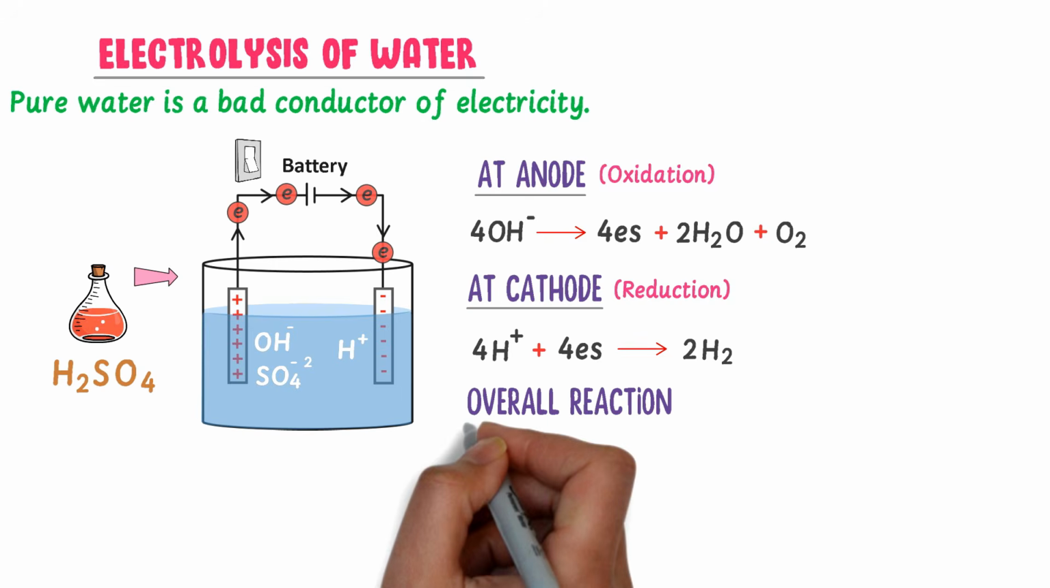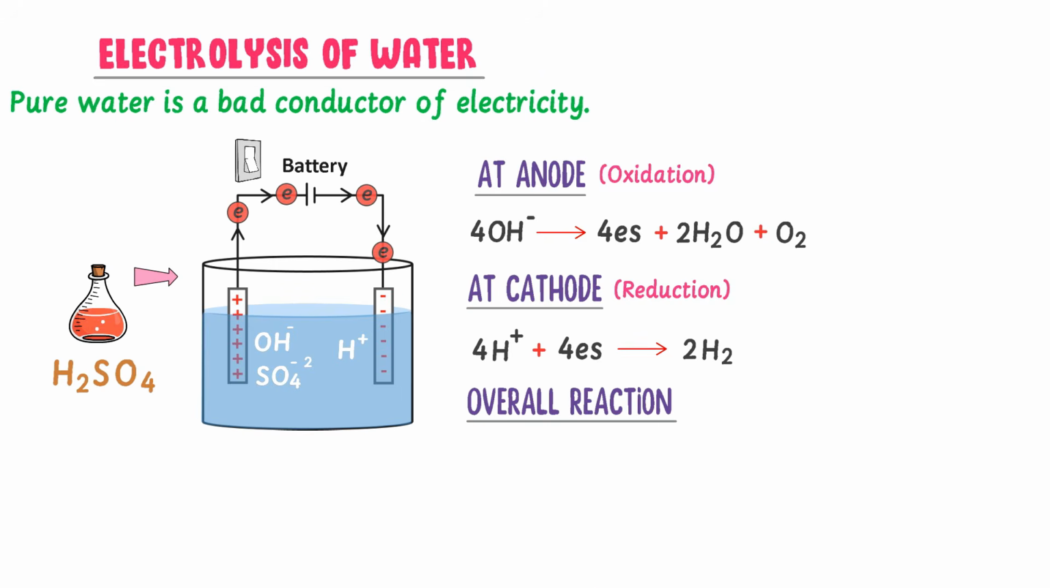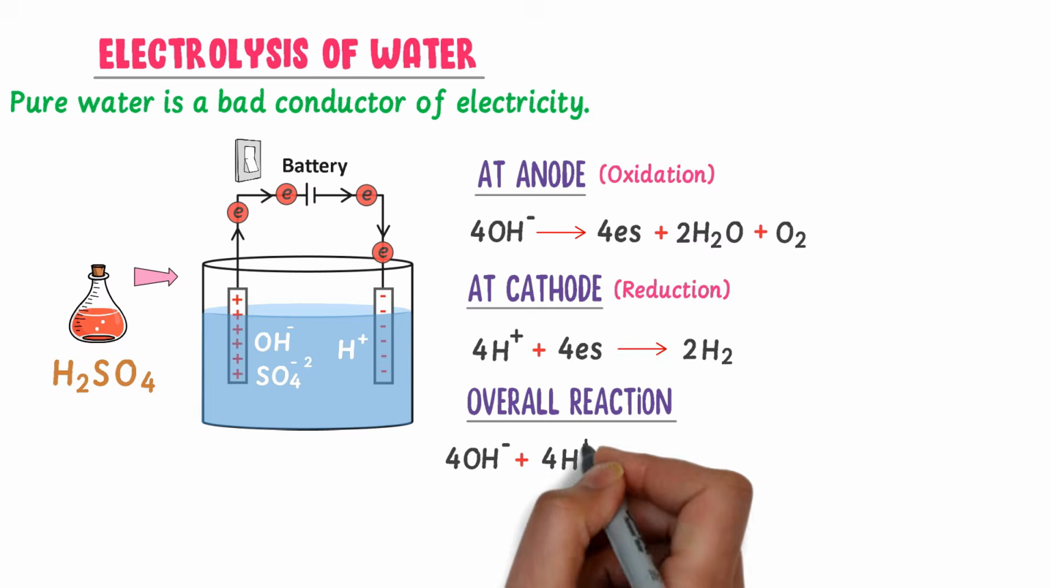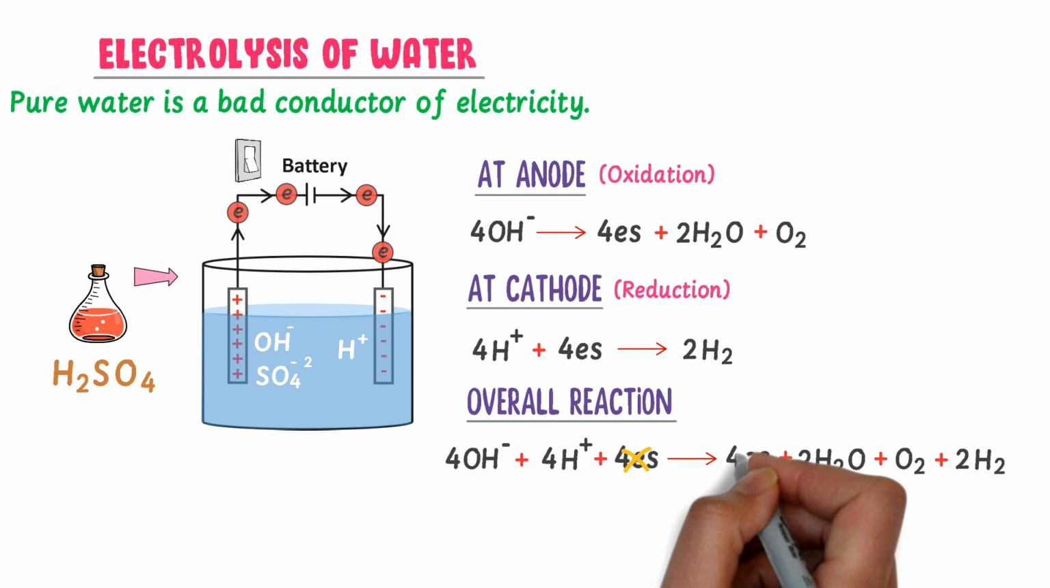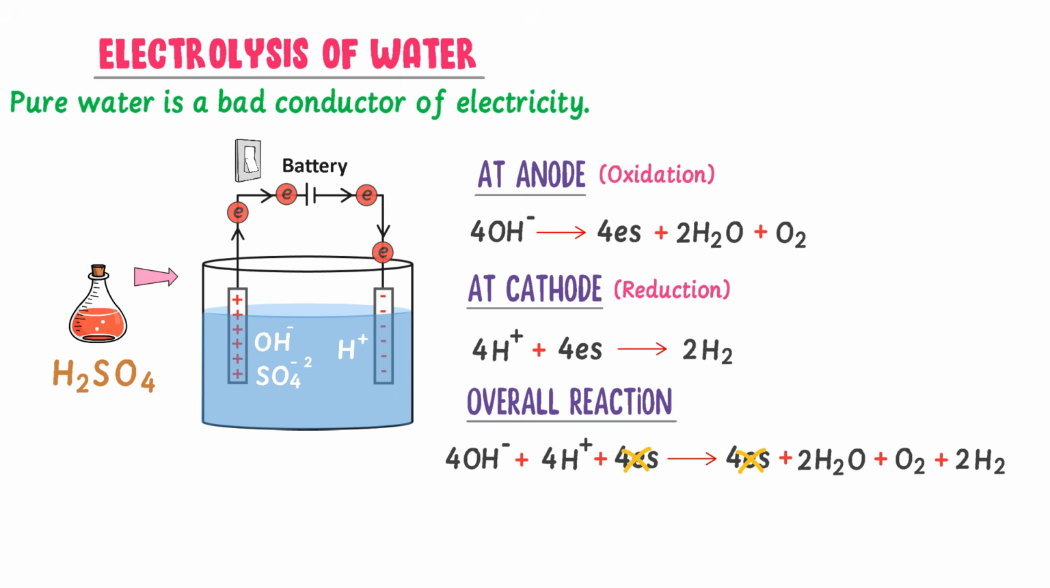Now what about the overall reaction? Well, I write all the reactants at one side and all the products at the other side. I write 4 hydroxide ion plus 4 hydrogen ion plus 4 electrons. Then I write 4 electrons plus O2 plus 2H2O plus 2H2. Here, common things at both sides of the chemical reaction are cancelled out. So these 4 electrons and these 4 electrons are cancelled out.